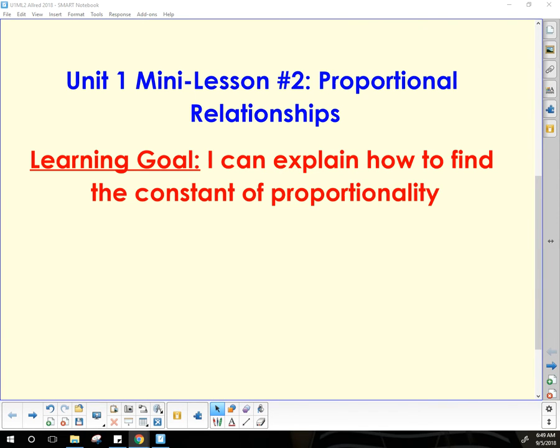We're going to talk today about proportional relationships and something called the constant of proportionality. Our learning goal by the end of today's class, or really tomorrow's class, is to be able to explain how to find the constant of proportionality.